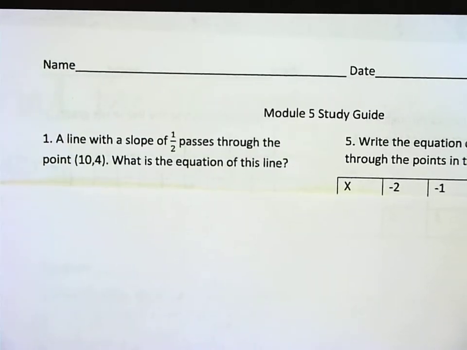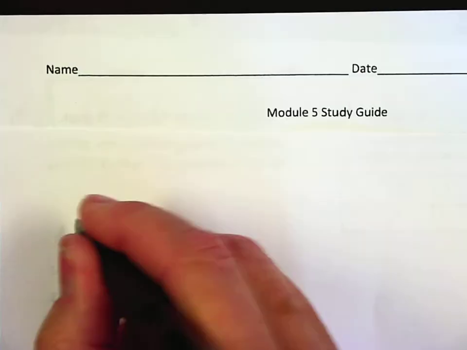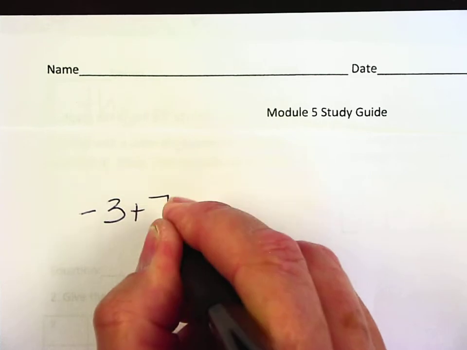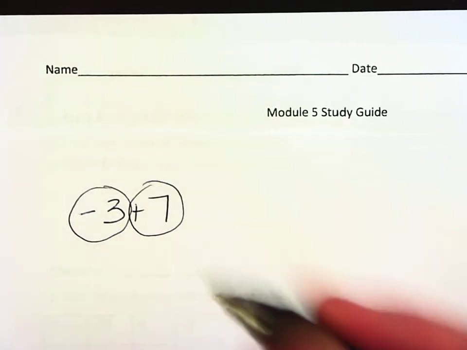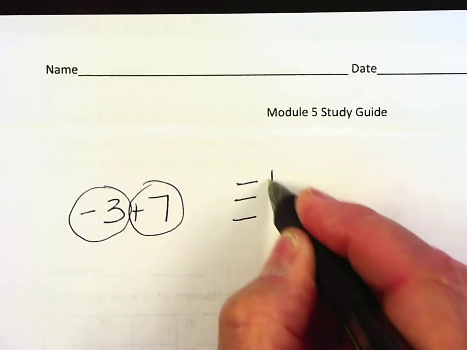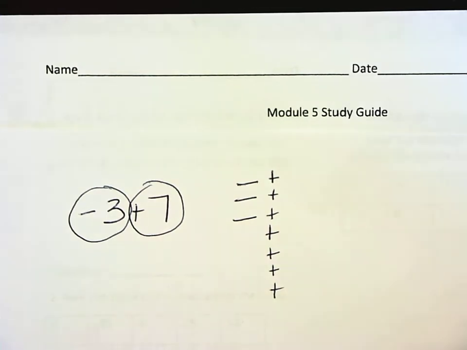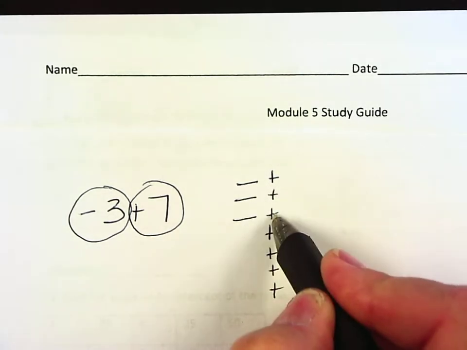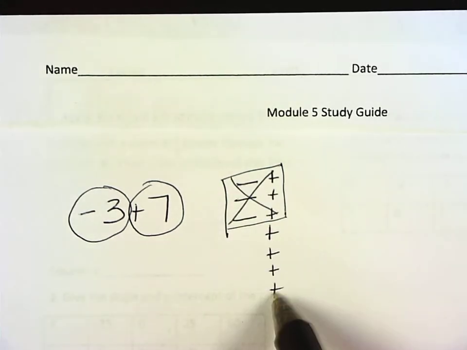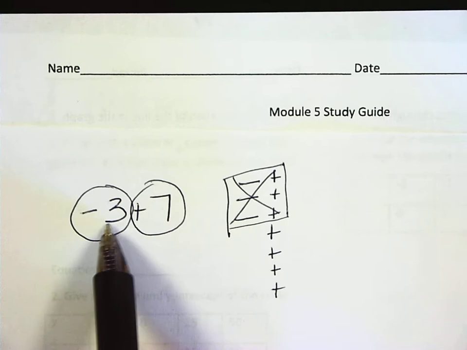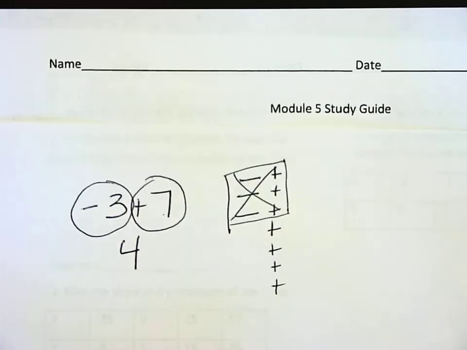We're struggling with adding and subtracting and multiplying integers. If I have -3 plus 7, I have 3 negatives and 7 positives. These 3 negatives and these 3 positives cancel each other out, and I have 4 positives remaining. So when I look at this, I say I have more positives than negatives. How many more positives? I have 4 more positives.